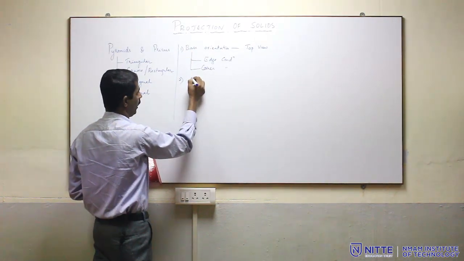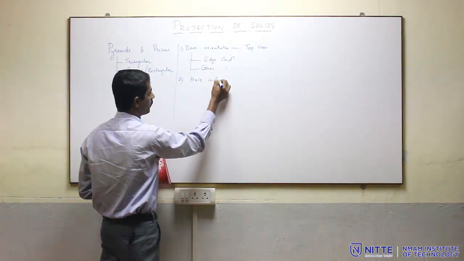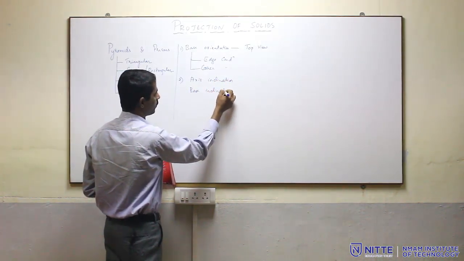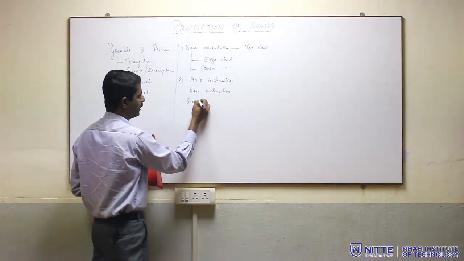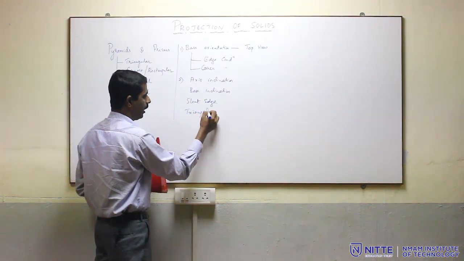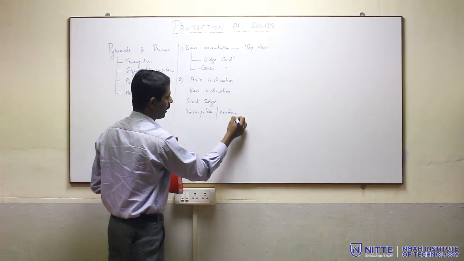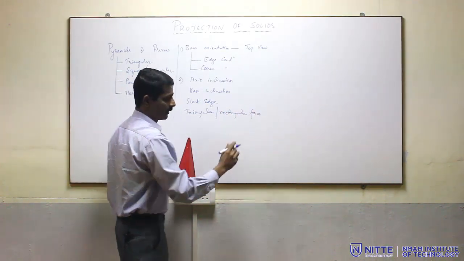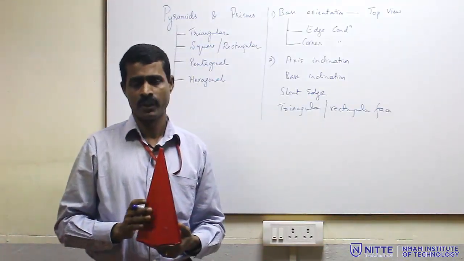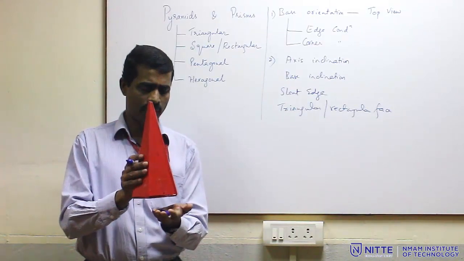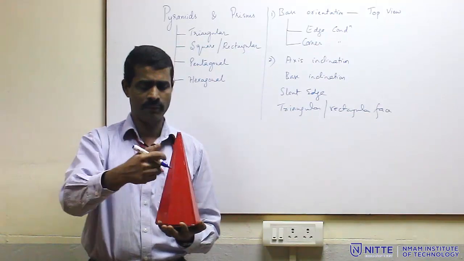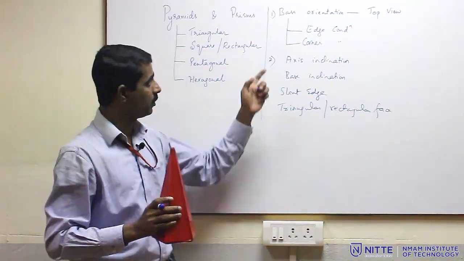The second part is the axis inclination, or it could be base inclination, or slant edge, or triangular or rectangular face inclination. These are the different conditions that may be given for the rotation in the second step. In the first step, we keep the solid, say a pyramid, on HP and take two views. We start with the top view and we get the front view. That is the first condition. So, the first step is over.